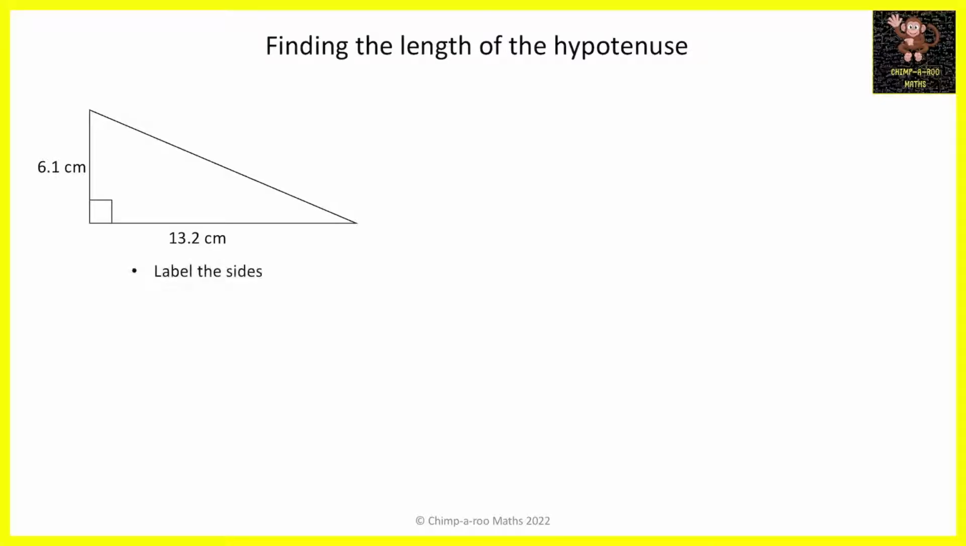We need to label the sides first of all. Label A, B and C. A and B are the two shorter sides. It doesn't matter which one's A, which one's B. However, you must make C the hypotenuse. Okay? Always C is the hypotenuse, so that when we write down Pythagoras Theorem, A squared plus B squared equals C squared. The sum of the squares of the two shorter sides equal to the square of the hypotenuse.